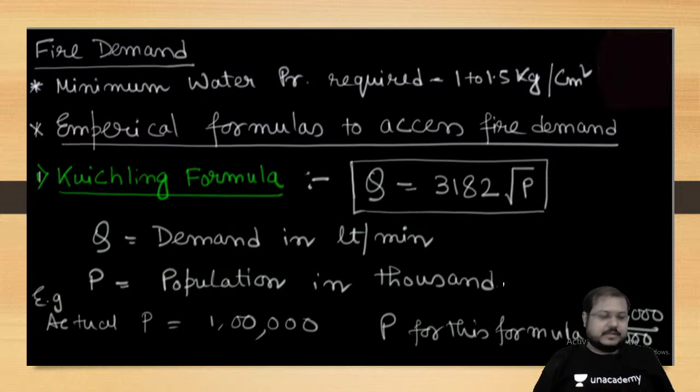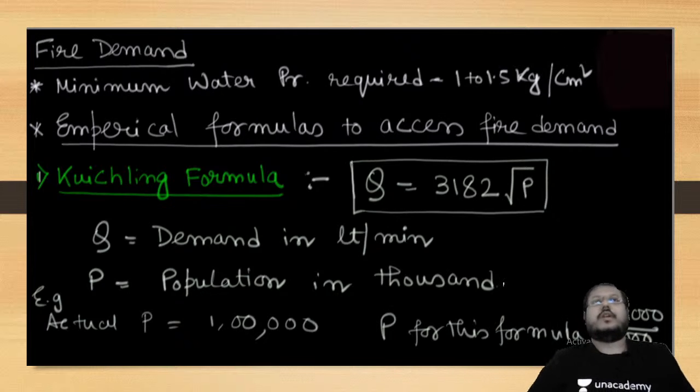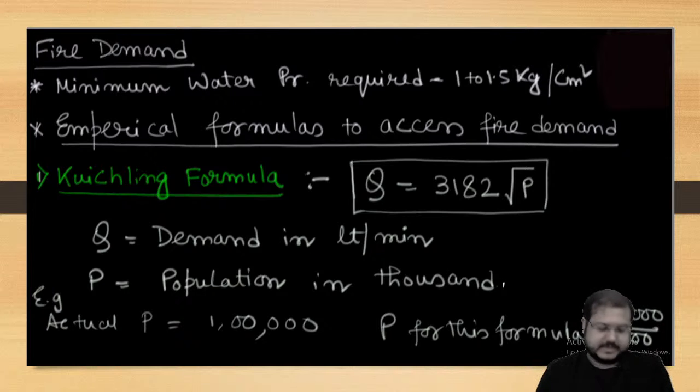Now, the last water demand is the fire demand. I have already told you that it is the amount of water demanded to extinguish a fire accident. If a fire accident occurs in a particular catchment area, then a huge amount of water will be demanded, where the minimum required pressure is 1 to 1.5 kg per centimeter square.